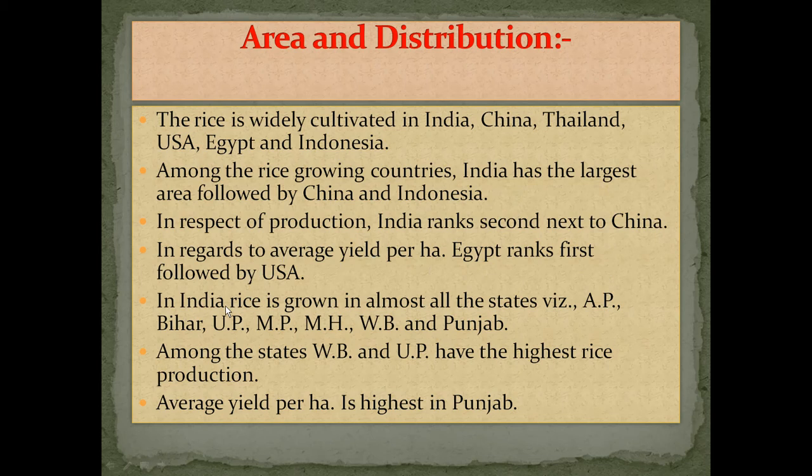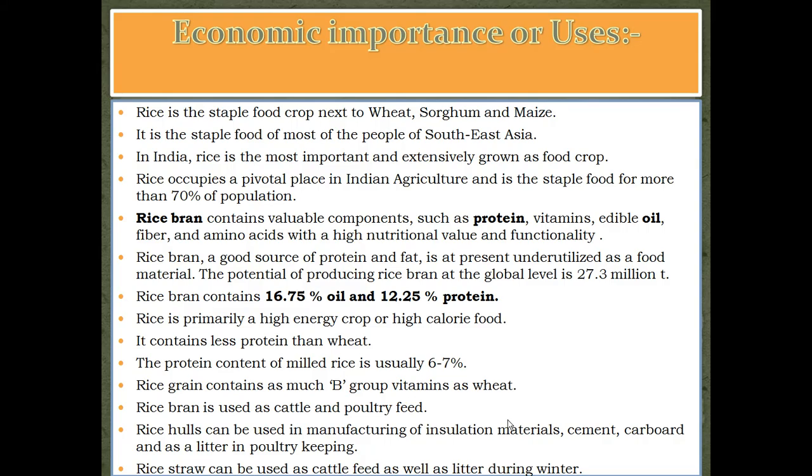In India, rice is grown in almost all of the states, such as Andhra Pradesh, Bihar, Uttar Pradesh, Madhya Pradesh, Maharashtra, West Bengal, and Punjab. Among these states, West Bengal and UP have the highest rice production. Then average yield per hectare is highest in Punjab state. This is the area and production of rice.